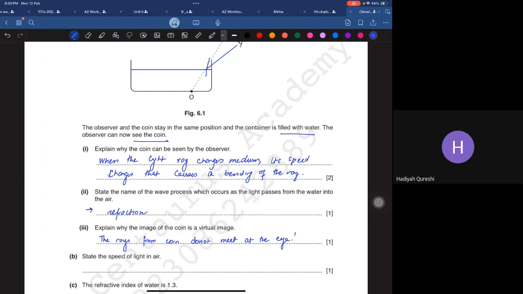So that's why. Then, state the speed of light in air. Who's going to tell me this? This is pretty easy. Very good. 3 into 10 to the power of 8. Excellent. 3 into 10 power 8 meters per second. Do not forget units, okay? Units are extremely important. Very good.